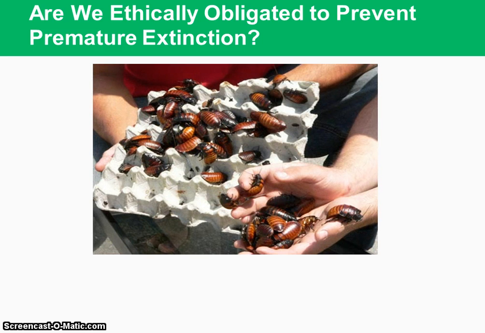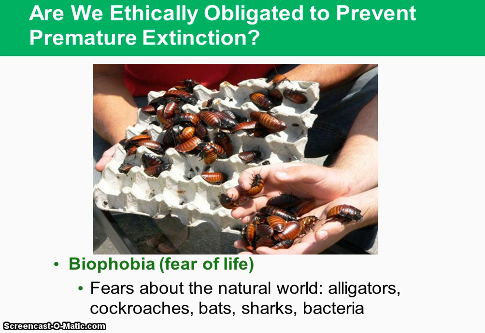But there's something else called biophobia. Biophobia would be the fear of life. We have fears about the natural world: alligators, cockroaches, bats, sharks, bacteria, snakes, rats. You can think of something that you find unpleasant and uncomfortable, and there are some people that feel that way about even things like birds. They don't want them around, they scare them, they don't want to have any part of it. And so, are we ethically obligated to protect these things? If we protect the sharks, should we also protect the snakes and the lizards and the roaches?